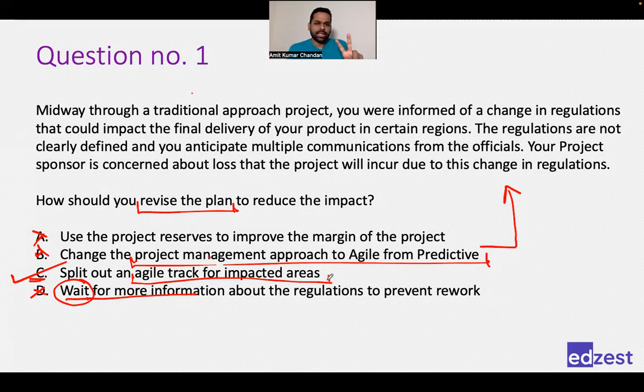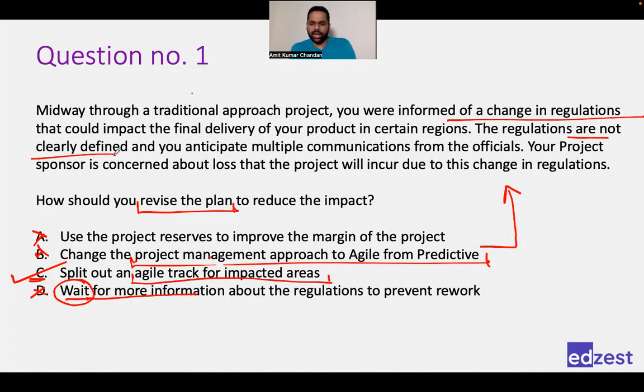Okay, that is one thing. So the idea here is that we were trying to do the traditional approach. There is a certain area which is unknown to us. Instead of waiting for information, can we split out an agile track so that for that particular track, we will do things in increments? So we'll build one thing, two things, and instead of waiting for information, let us build whatever is clear. Something would be clear, right? We have been informed of changes in regulations. These are not clearly defined, but maybe something would be clear. So let us start with that.